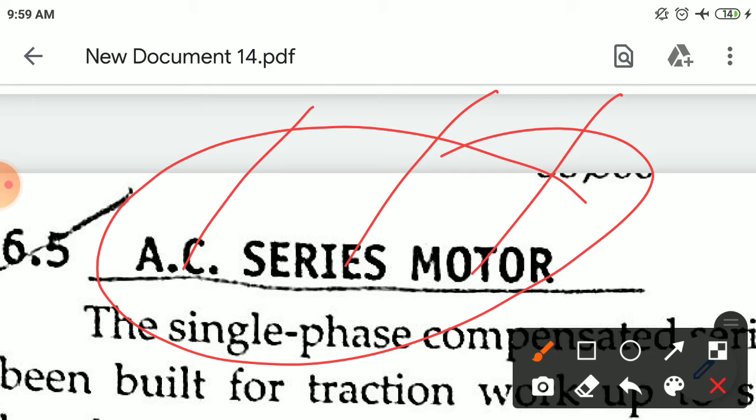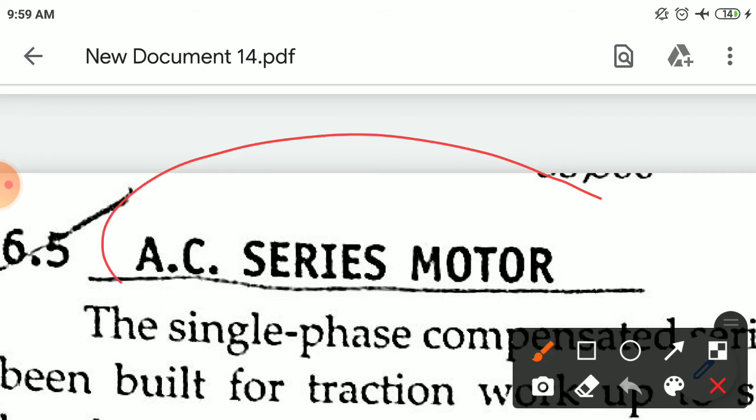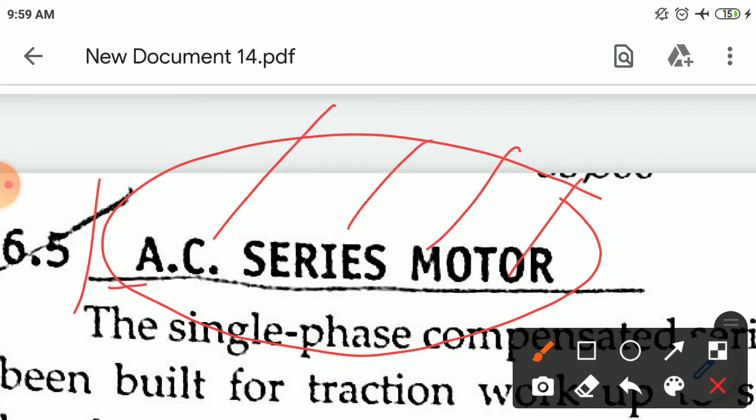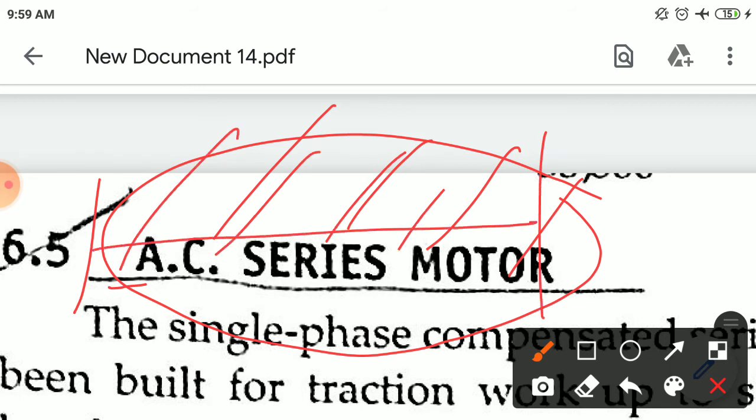So the AC series motor is not well suited for suburban services. We have suburban services, mainline services, and city services, but the AC series motor is not well suited for suburban services, where the stops are frequent. If the train is moving from A to B with many stops, the AC series motor is not suited. It is extensively employed in mainline services, and it provides good service there.